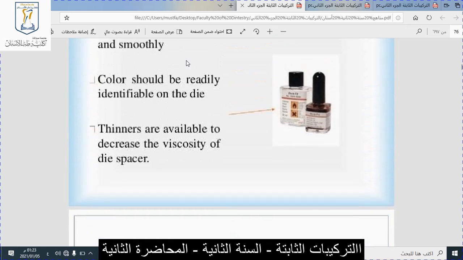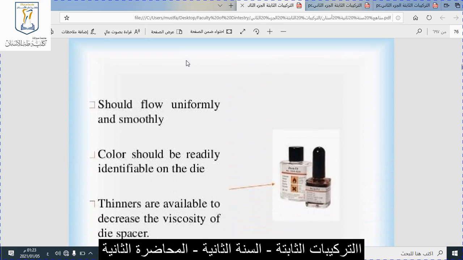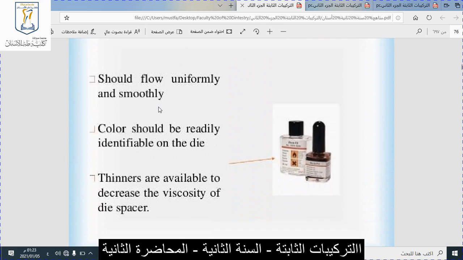On the leaflet of the die spacer, you know that for one application you have to do, for example, 5 to 10 microns or 10 to 15 microns. It depends on the manufacturer. For example, if the specific thickness in every application is 10 microns, in case of a need for 20 microns you have to do two applications, and 2 applications give 20 micron thickness.